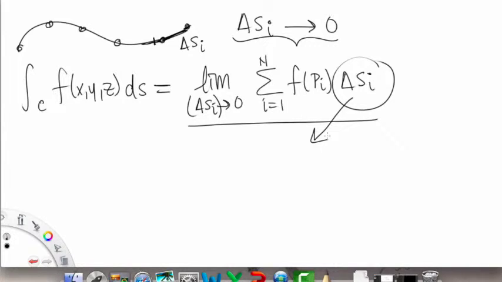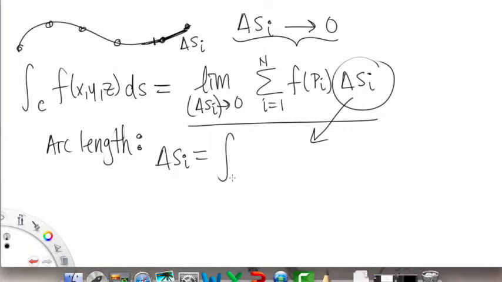Okay, so from here, let's look at this a little bit more in detail. As I said before, this is basically your arc length. And what the arc length formula tells us is that this delta S sub i should be equal to the integral from a to b, so start and end. Let's say a and b is here. This is our t sub i minus 1 and t sub i. Don't worry about the notation here.